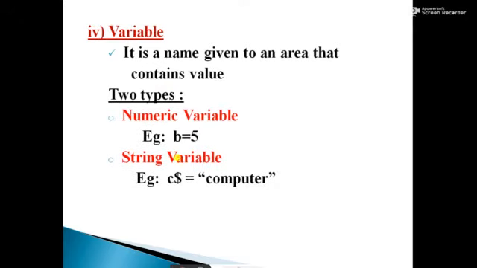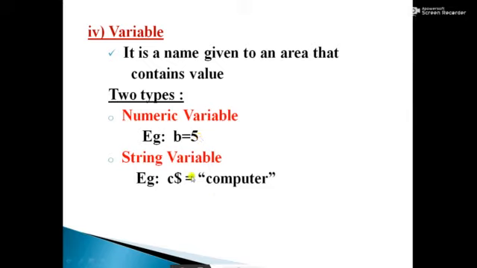Okay. The next one, variable. Here the variable's value may be changed. The value is changed during the program execution. What does variable mean? It is a name given to an area that contains a value. That means it is a name that holds some value. Here we use two types of variable: a numeric variable and a string variable. For the numeric variable, I have assigned the value 5 to the variable b. It holds only a value. Then a string variable holds a string.